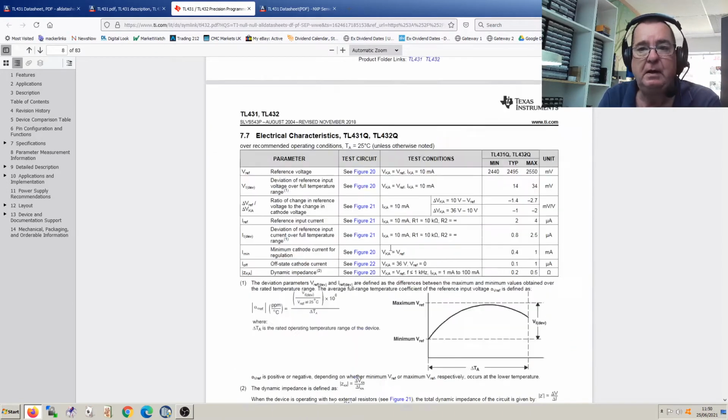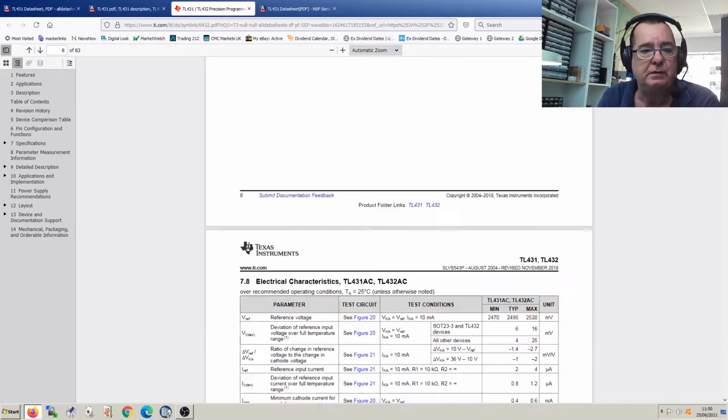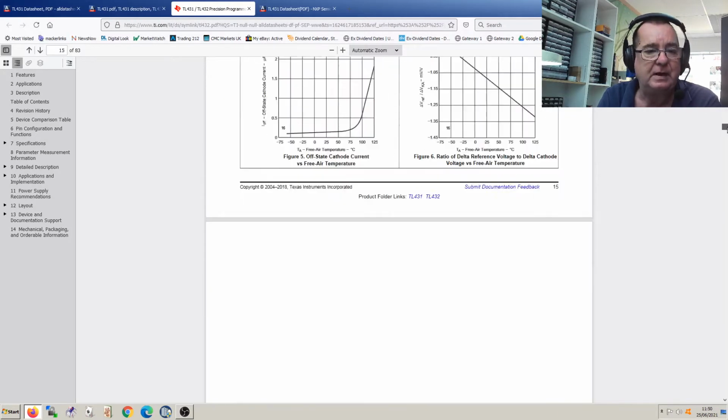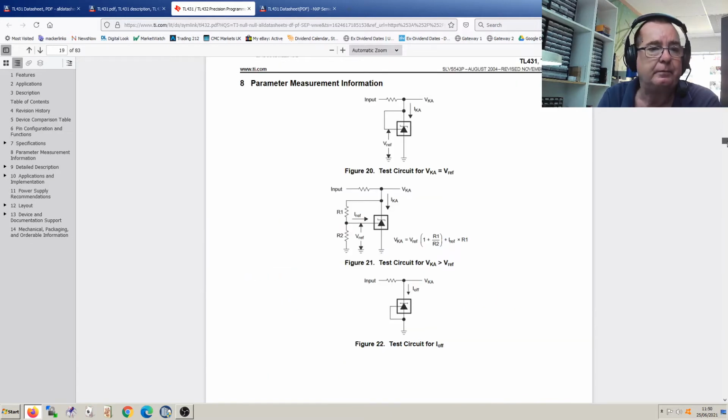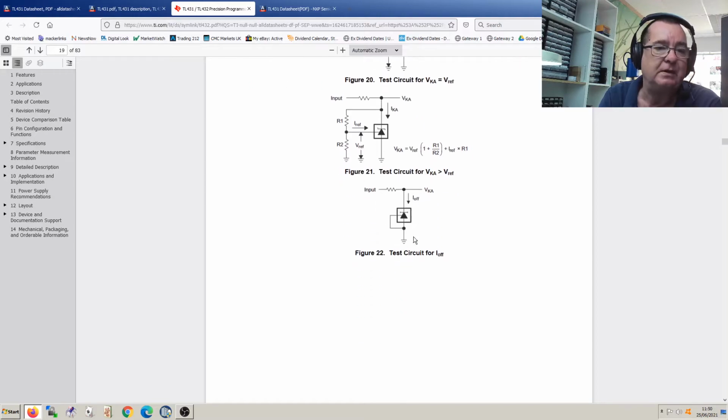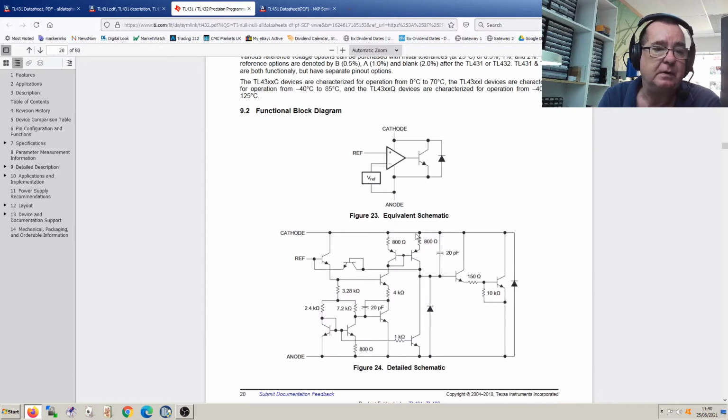Let's just have a quick look down, because it's such an interesting and useful device. This datasheet, if you're interested in playing around with circuits, will give you some tests. Look, this is what I was showing you. So through the resistor, a test circuit for VKA, that's the output voltage, equals Vref. So when it's wired like this, the output voltage will be 2.5. Then we have where you can put resistors, and it tells you how to calculate the output, and so on.